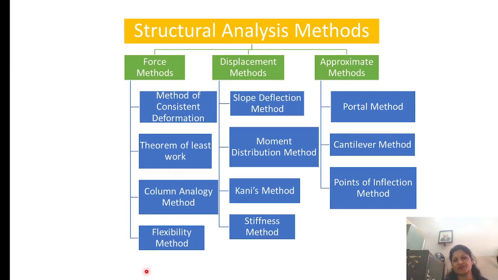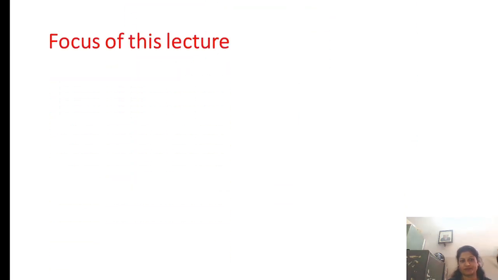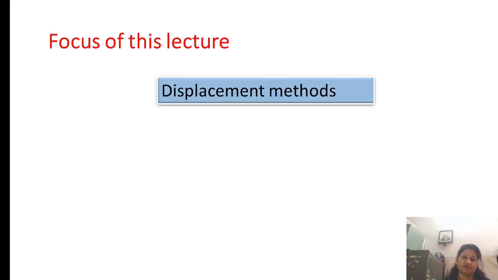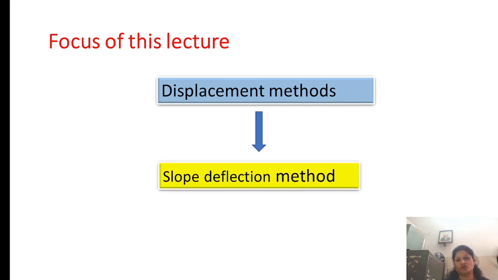In the displacement methods, there are the slope deflection method, moment distribution method and Kani's method, as well as the stiffness methods, which we will also learn. For approximate methods, there are three methods: the portal method, cantilever method and point of inflection method. For today's lecture, we will focus only on the displacement methods and the slope deflection method.